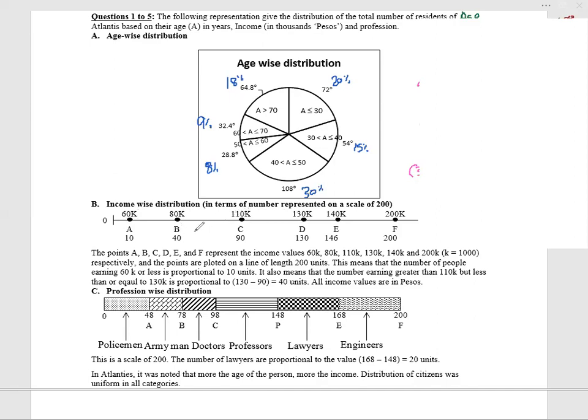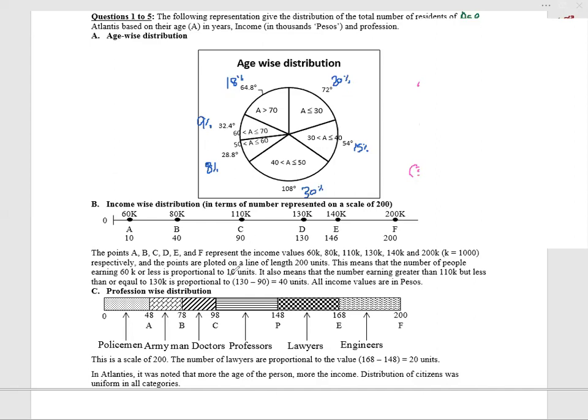Out of 200. Remember, this 50 is out of 200, not 50%. 40 people in the range of 110K to 130K. 16 people in the range of 130K to 140K. Everybody below 200K, between 140 to 200, 54 people.